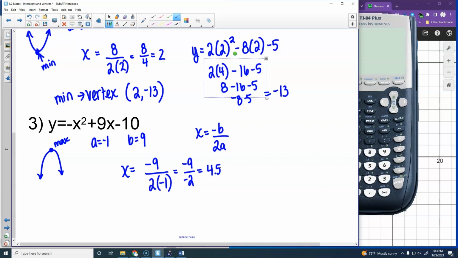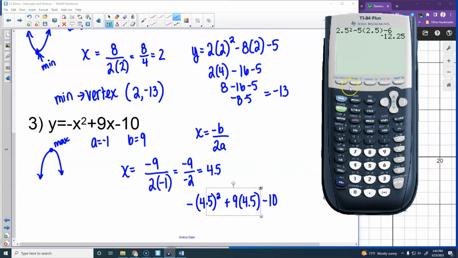How do I find the y? Plug it back in. So you've got negative 4.5 squared plus 9 times 4.5 minus 10. When you type this in, you do want to be careful with parentheses. The negative is not on the inside of the parentheses. If it were, it would mess it up here. Now it might be if your x is a negative value, but it's not. It's positive 4.5. Type that in, we're going to get 10.25.